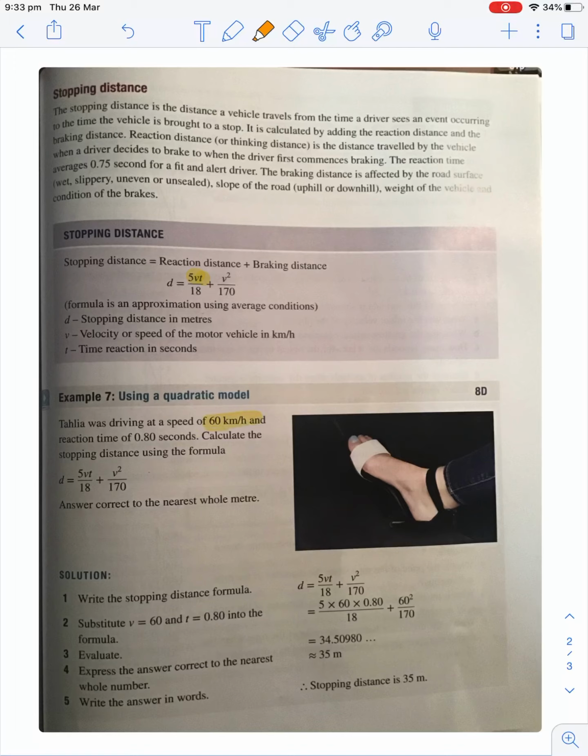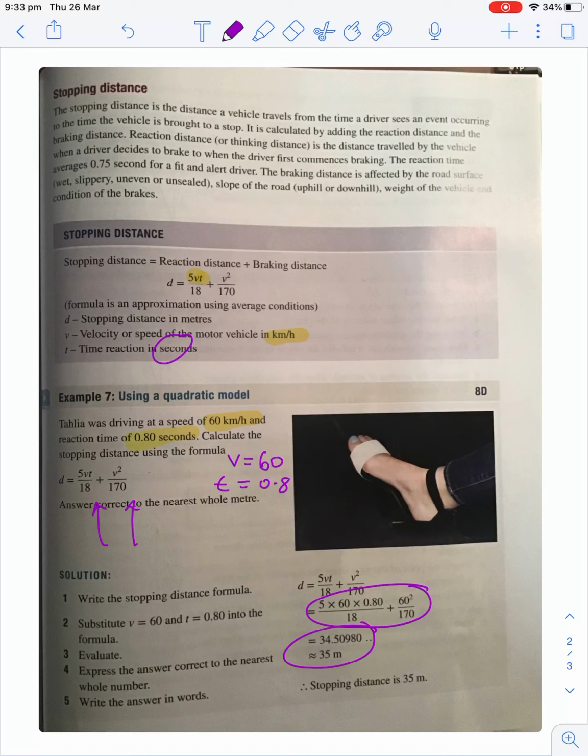So here we've got our velocity is 60 kilometers per hour, which matches our units. So this is saying our v is equal to 60. And then we have our reaction time of 0.8 seconds. Now that is also in seconds, which is perfect. So our t equals 0.8. You can plug that straight into this formula. When you do this, you end up getting that your stopping distance is roughly about 35 meters.